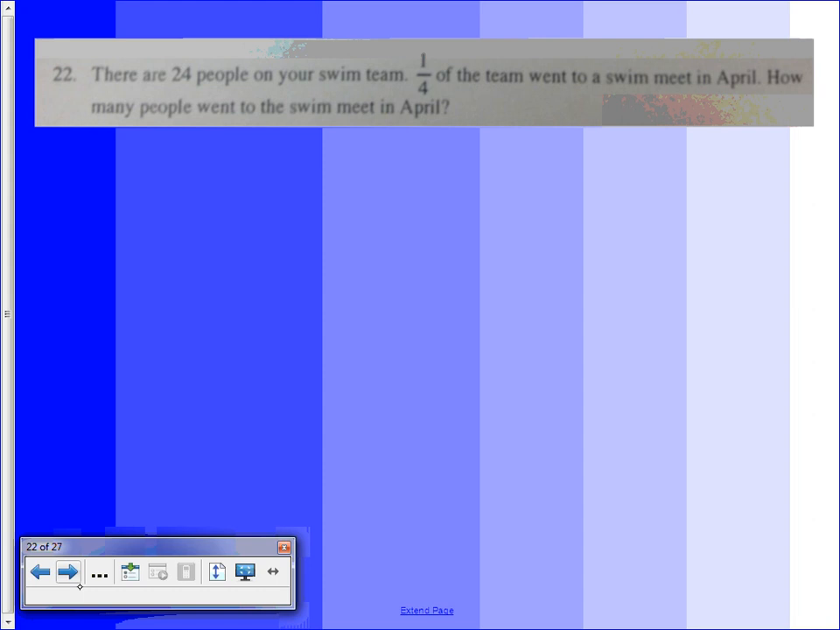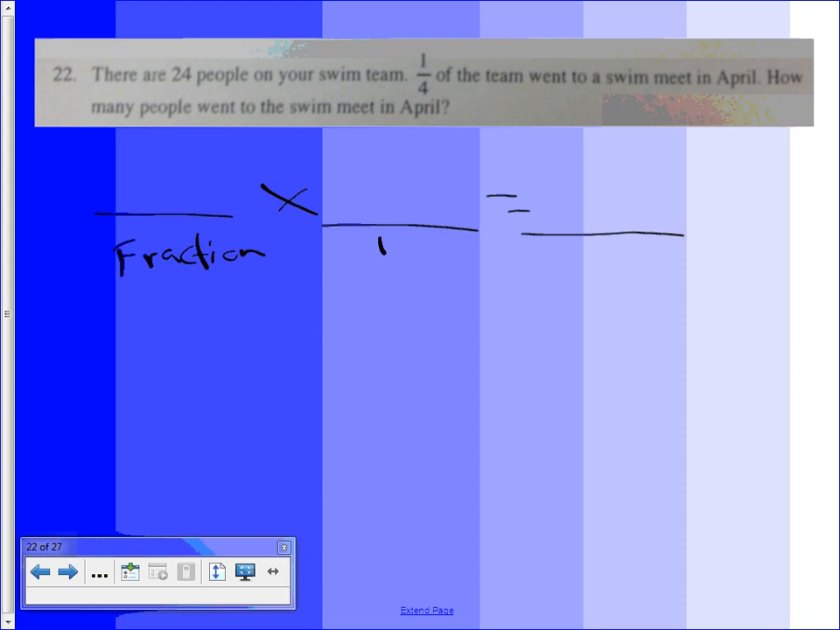There are 24 people on your swim team. 1/4 of the team went to a swim meet in April. How many people went to the swim meet? Remember our strategy. Fraction times whole equals part.